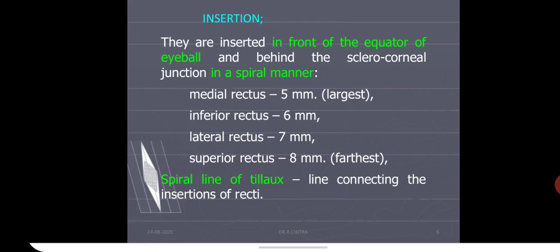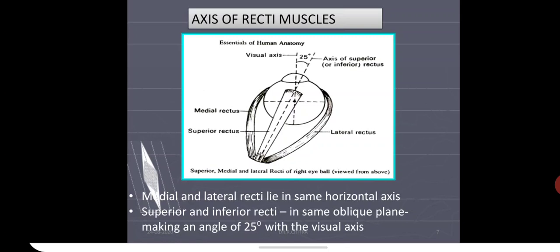Now we will see the superior oblique muscle. Before that, we will see the axis of the recti muscles. Draw the eyeball, and draw the visual axis from the anterior pole to the posterior pole. Draw the equator. The recti muscles are inserted in front of the equator. You can observe the medial rectus and lateral rectus lie in the same horizontal axis. The superior rectus and inferior rectus, above and below the eyeball, lie in an oblique plane, making an angle of 25 degrees with the visual axis.